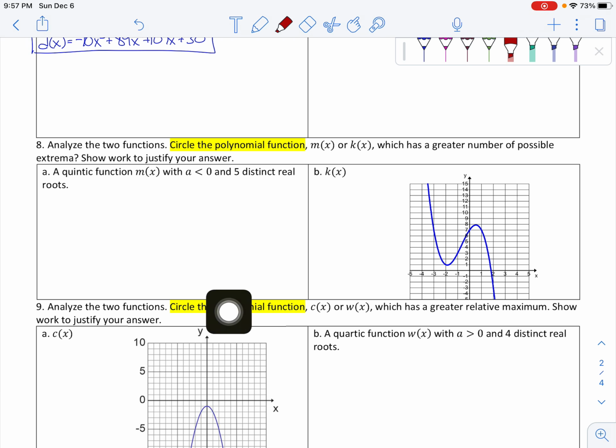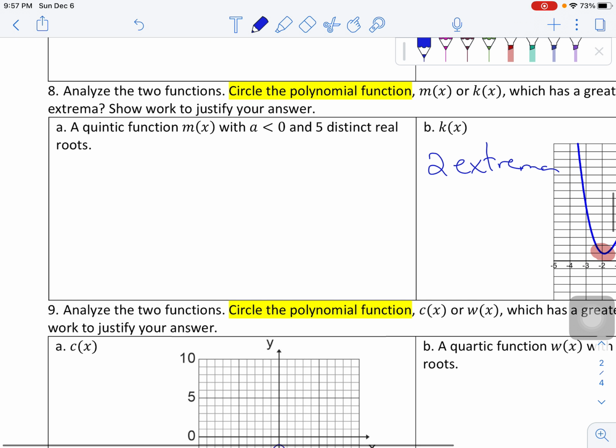All right, problem number 8. Analyze the two functions. Circle the polynomial function, either m of x over here or k of x over here, which has the greater number of possible extrema. Now the easy one here is going to be k of x, where we're given the graph. So we have one extrema here, we have two extrema, so I'm literally going to mark 2 extrema.